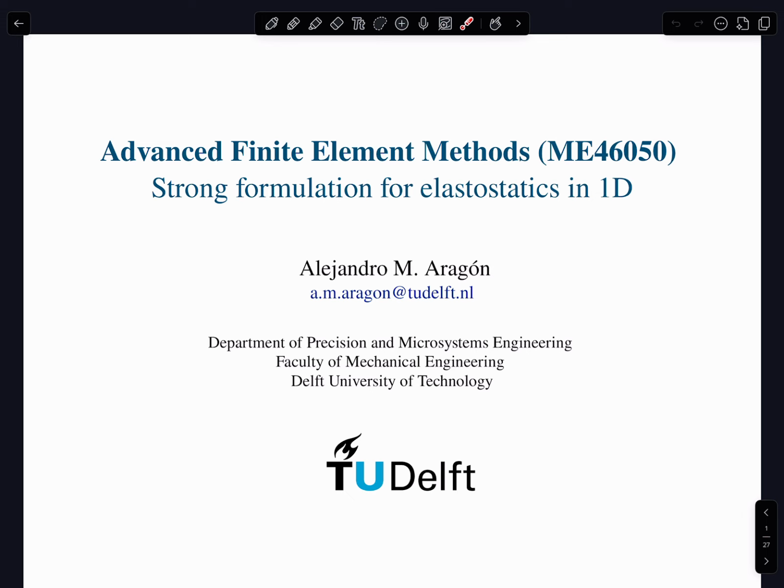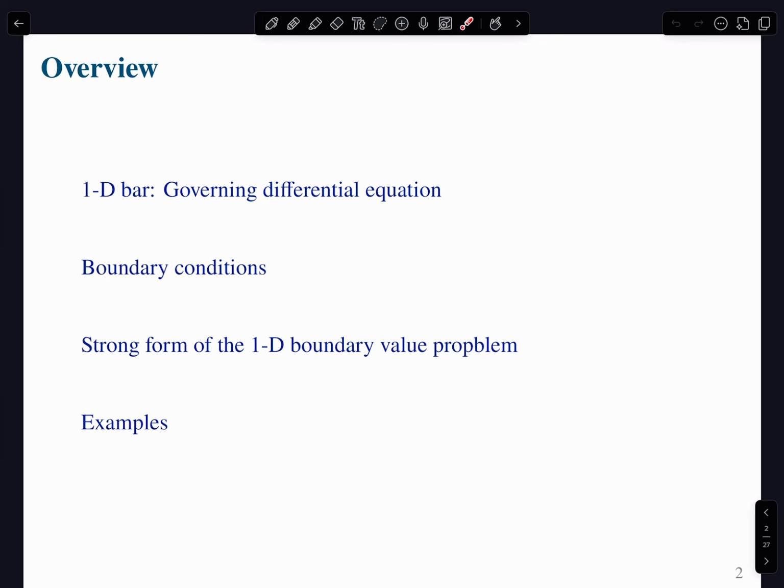But this is such a useful mechanical system that whatever we learn in the one-dimensional case is going to nicely extrapolate to higher dimensions, right? Okay. This is the overview of what we're going to learn today. We're going to look at the governing differential equation, boundary conditions, strong form of the one-dimensional boundary value problem, and some examples.